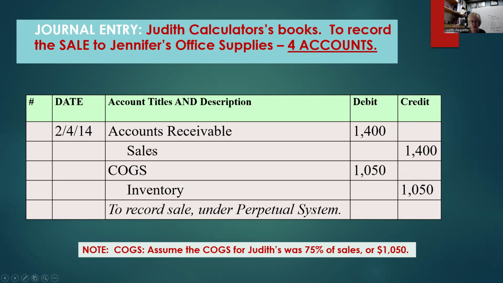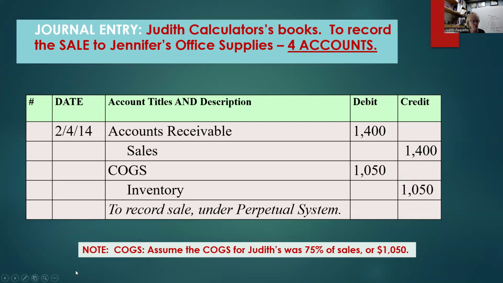Now for perpetual, you perpetually track the inventory flow. So we want to show that inventory is going down. And they have to tell you what the cost of that inventory is. It's not $1,400 because we buy at one price and we sell at a higher price. That's how we make money, and that's how we pay the other bills besides the inventory.